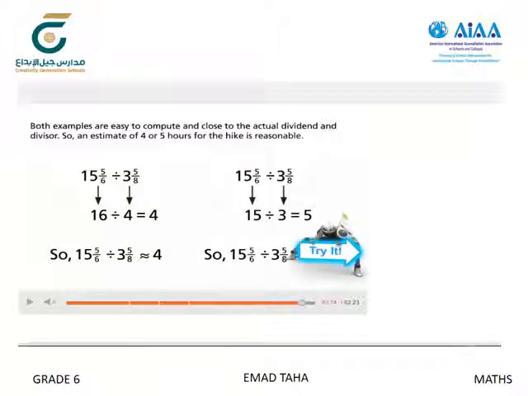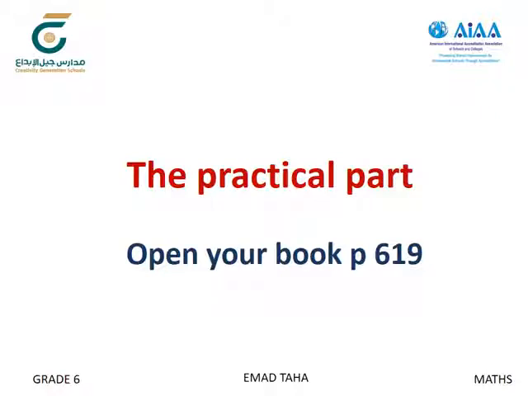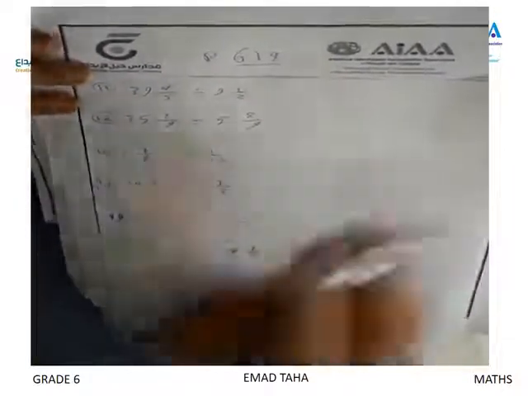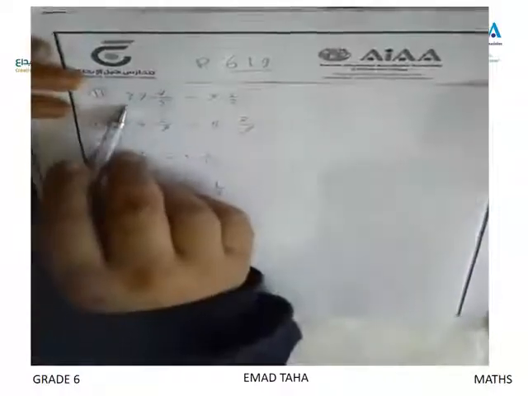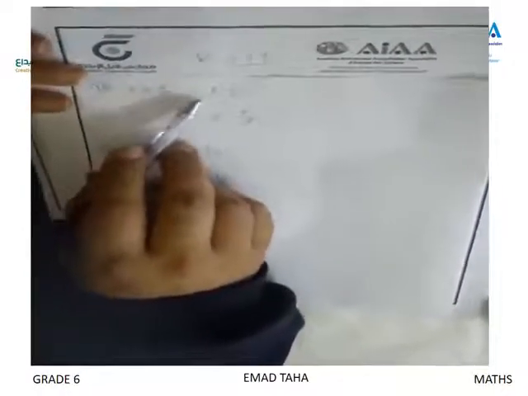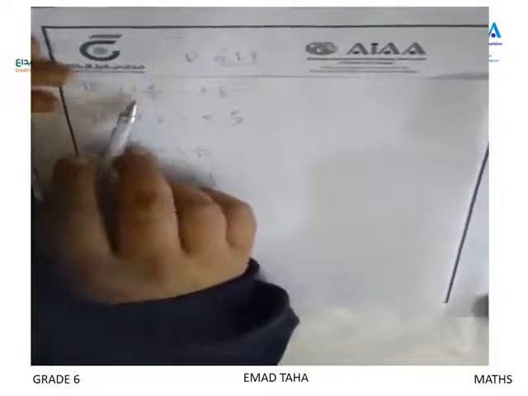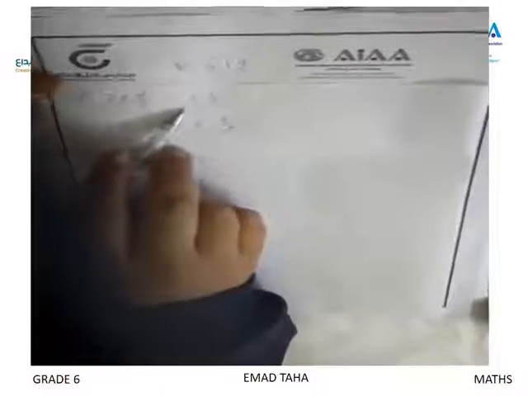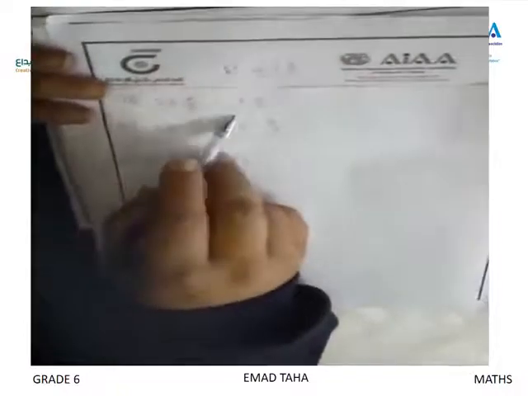Okay, now we move to the practical part. Hi guys, now the practical part. Today we will learn how to estimate dividing mixed numbers. Okay, 39 and 4 over 5 divided by 9.5. We have two methods for estimating. The first one is compatible numbers. The second one is rounding. You can choose from the two methods.